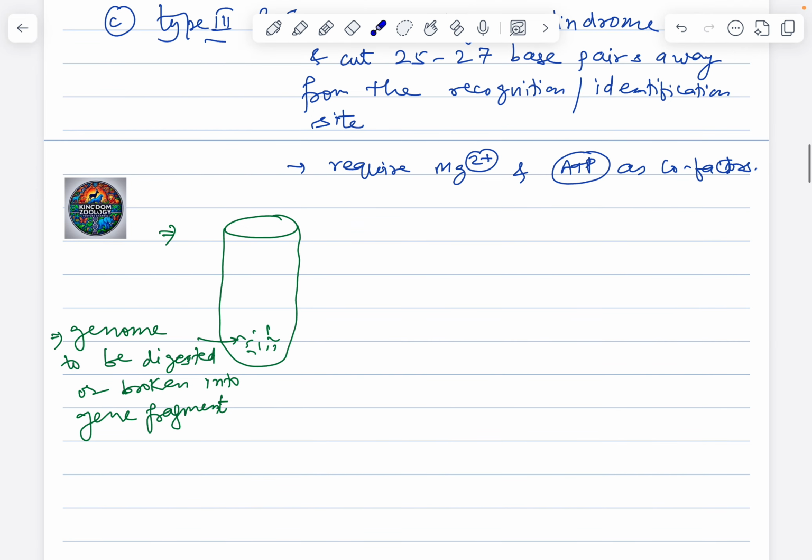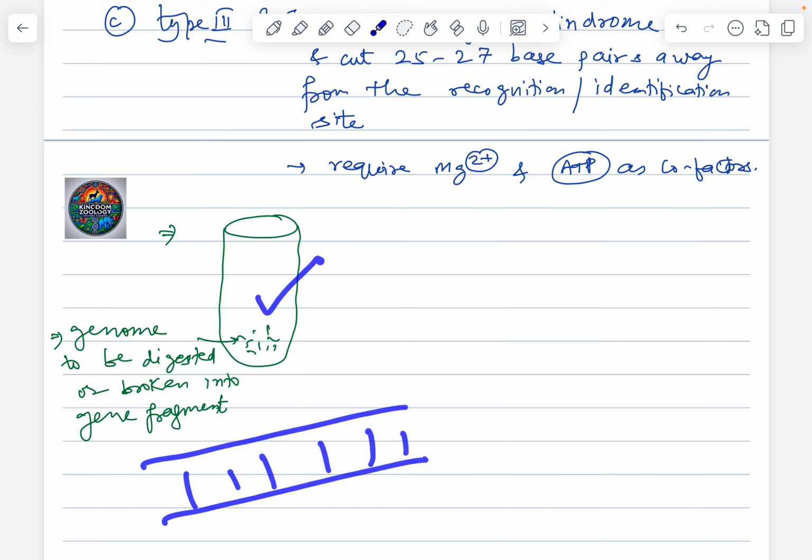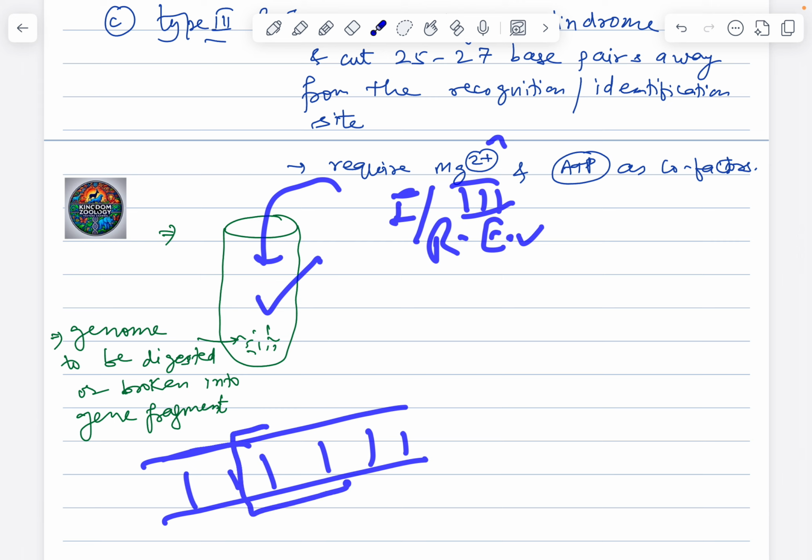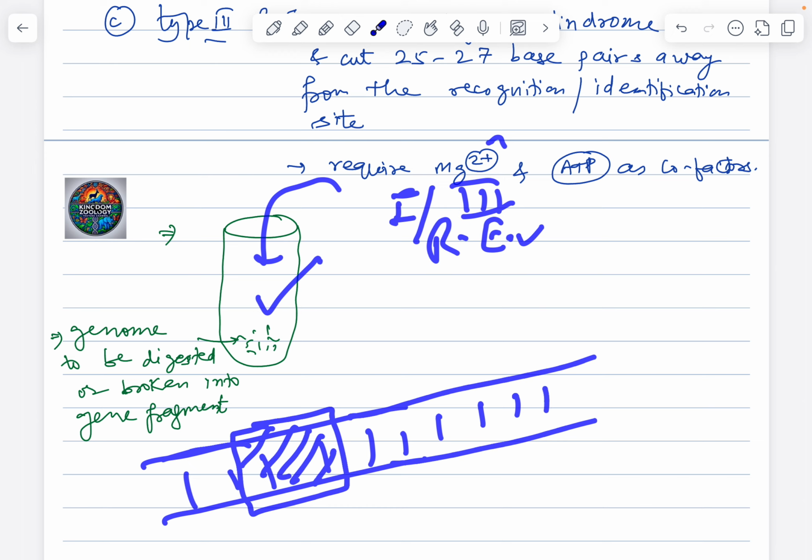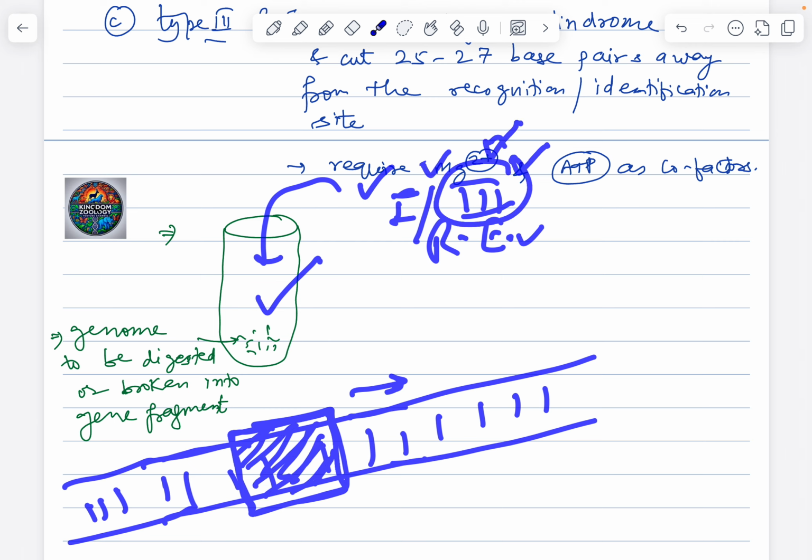Let's imagine a situation where this is your genome, the one that I wanted to digest with the help of the restriction endonucleases. Let's imagine I added type 1 or type 3 restriction endonuclease. It identified a particular palindromic site on the genome and then shifted 1,000 base pairs away, or maybe 20 to 25 base pairs away on either side, depending on which enzyme it is. So let's say this is your attachment site of a type 1 or type 3 restriction endonuclease. Maybe let's say I'm using type 3.